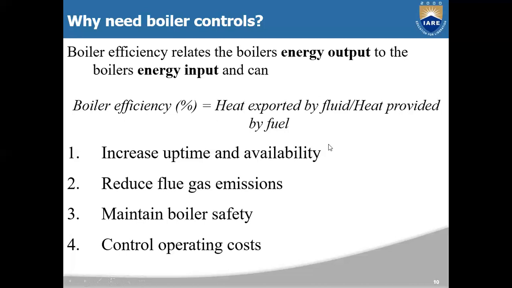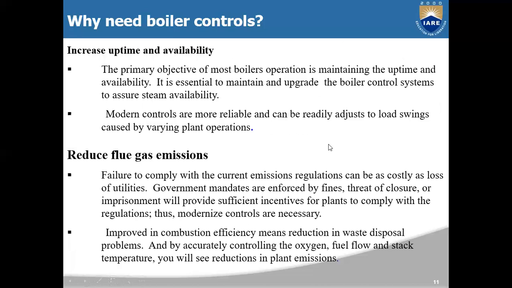The first one is to increase uptime and availability. Why do we need to increase uptime and availability? The primary objective of most boiler operations is maintaining uptime and availability. It is essential to maintain and upgrade the boiler control systems to assure steam availability. Modern controls are more reliable and can be readily adjusted to load swings caused by varying plant operations.